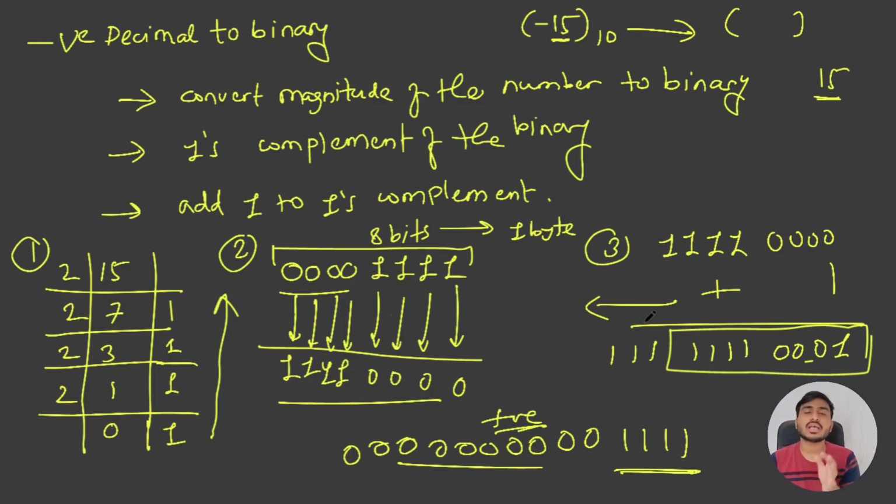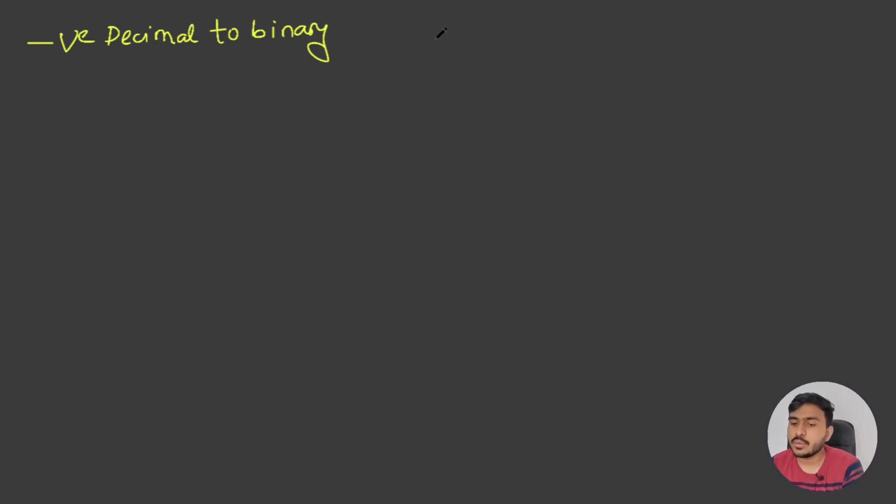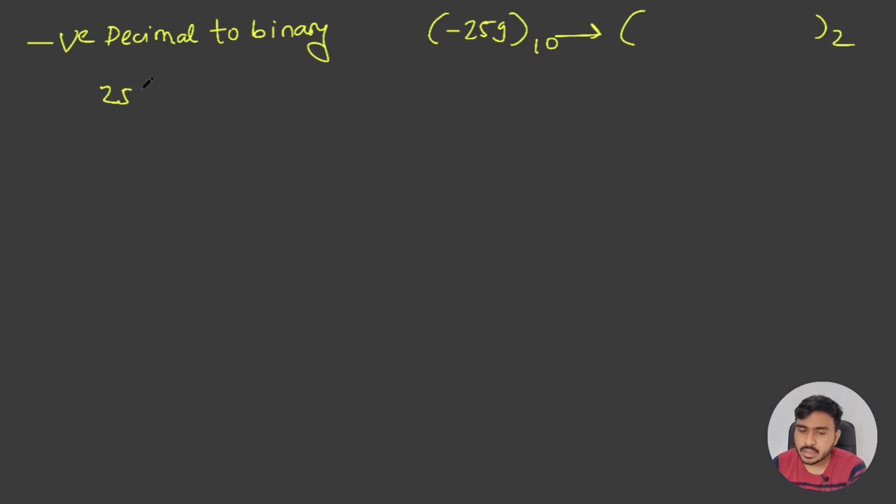Now I'll take one more number for clarifying this concept a little bit, or just for practice. So we'll take one bigger number. Let's take 259 that we took last time for the positive number. So let me just clear out this board. Let's see what the binary conversion for minus 259 is. This is in decimal right now. We have to convert it into binary. So let's start dividing the number.